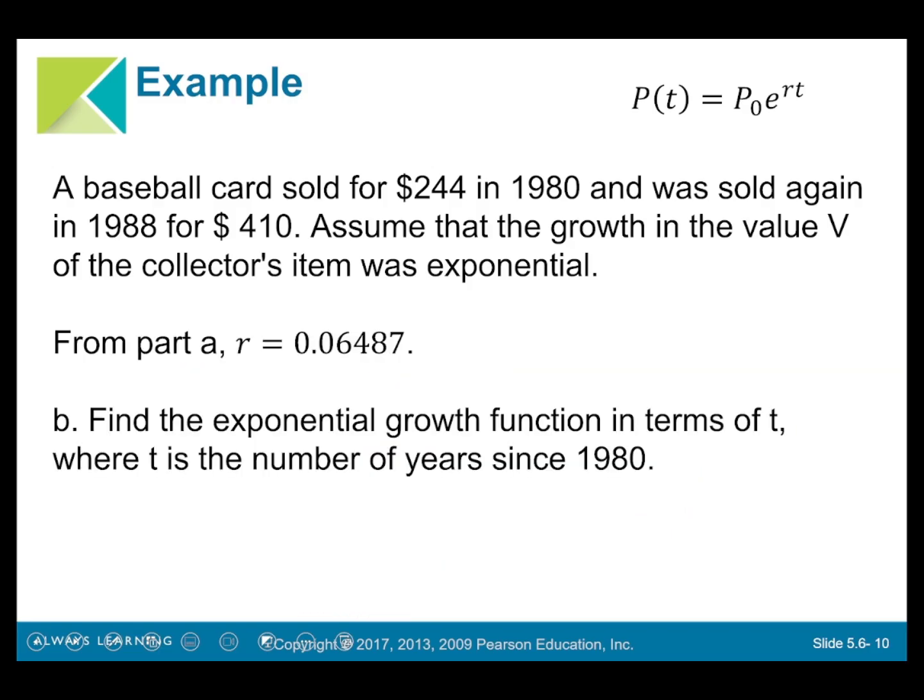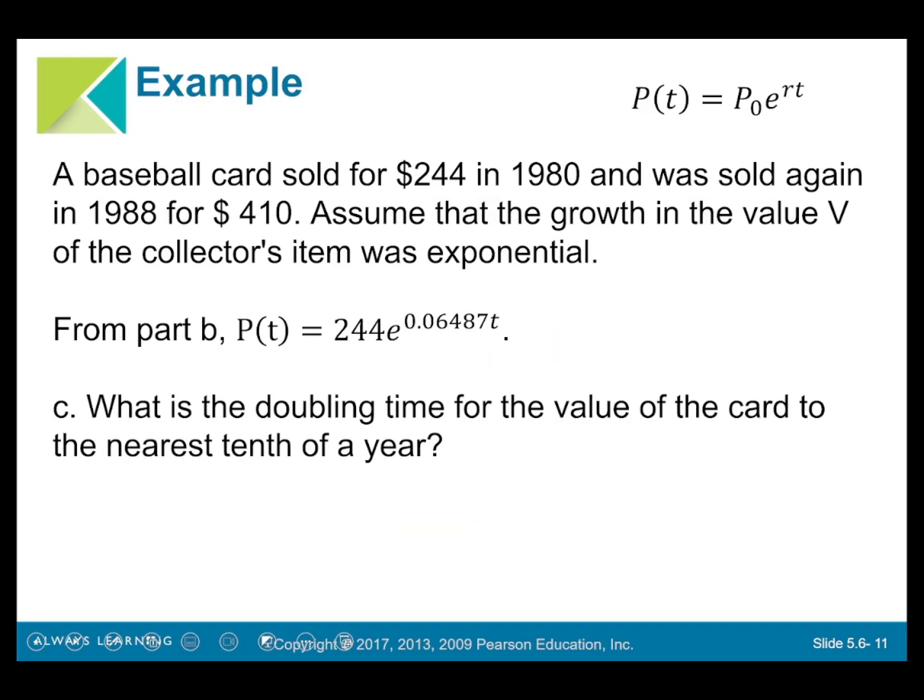So we have that R value from part A. Now let's actually write down the function. We also figured out that our P0 is 244. So therefore, P of t is going to be 244 e to the r, which is 0.06487 t. And that's it. That is our exponential growth function in terms of t, where t is the number of years since 1980.